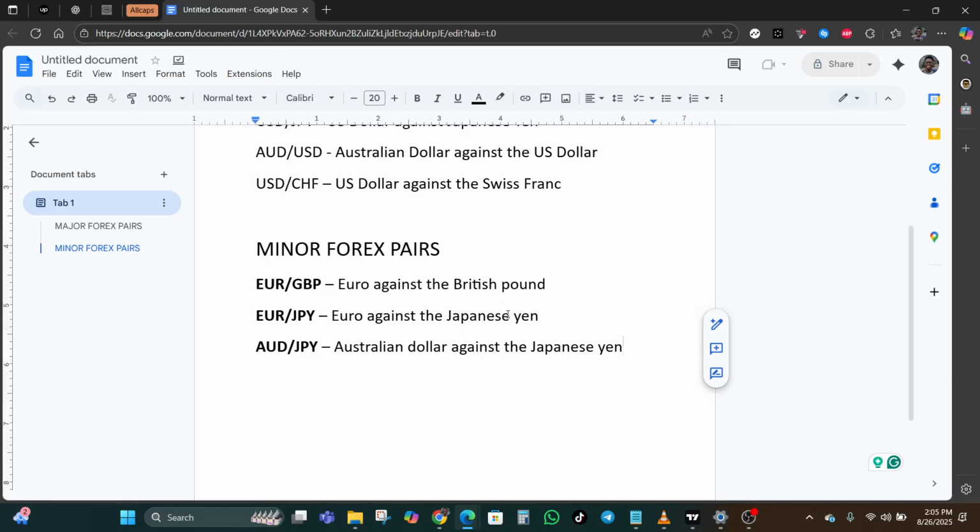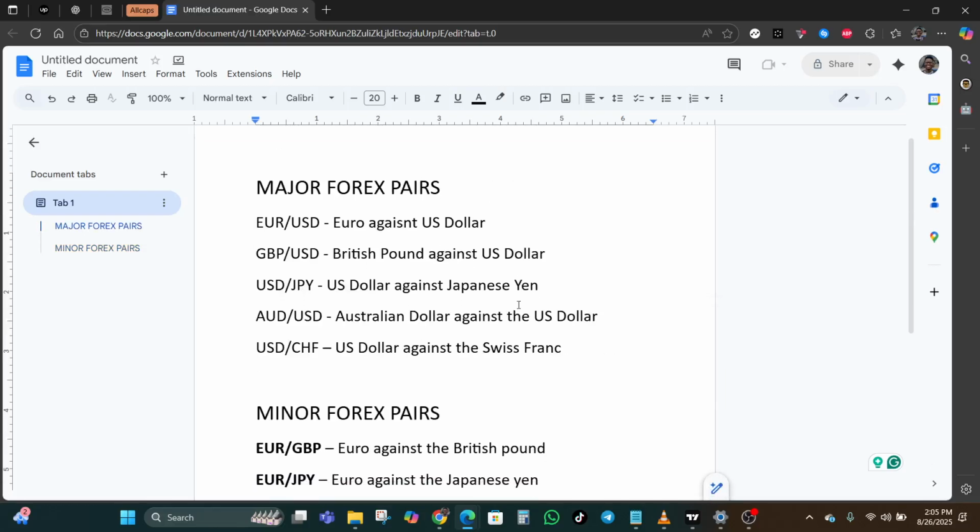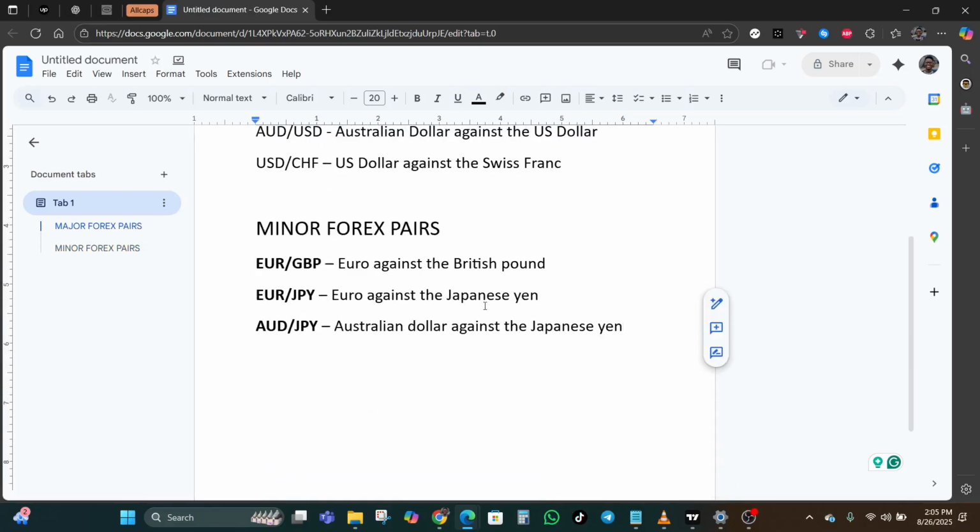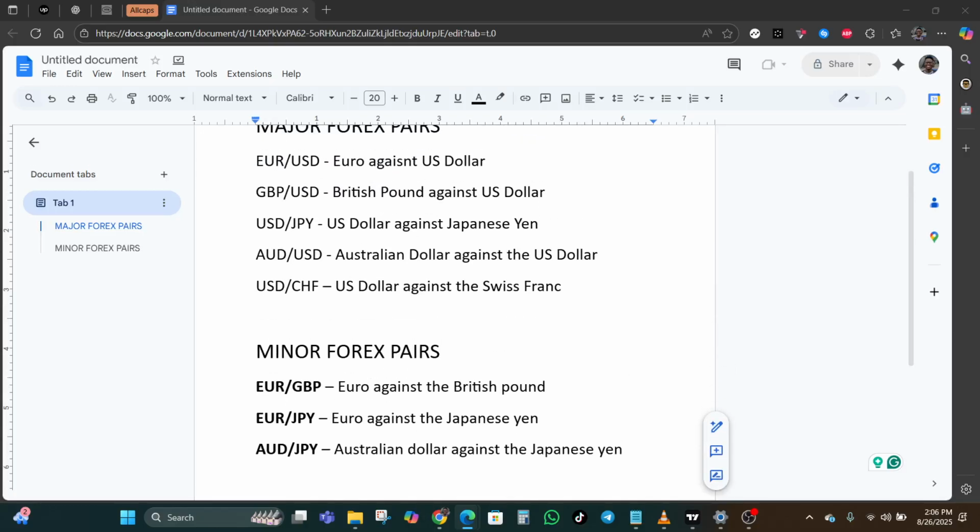For want of time, I just have to list out a few. Don't think that these are the only minor Forex pairs that we have. Just know that the minors are those that do not include the US dollar. Of course, I didn't mention GBP/JPY and the rest of them, that do not include the US dollar.